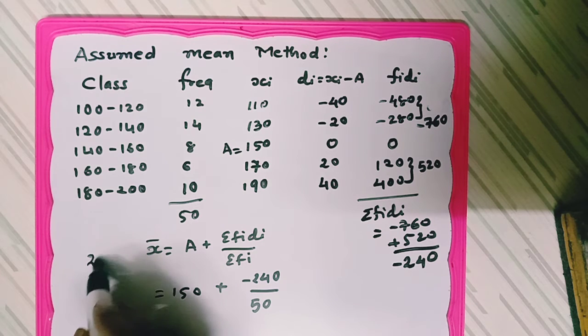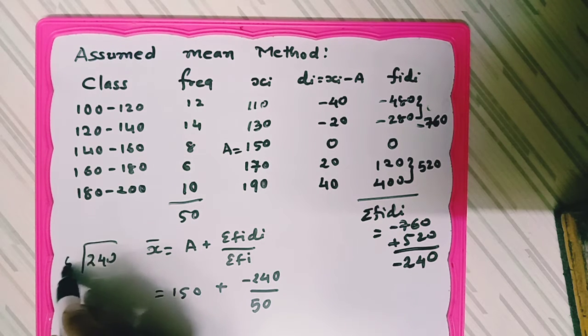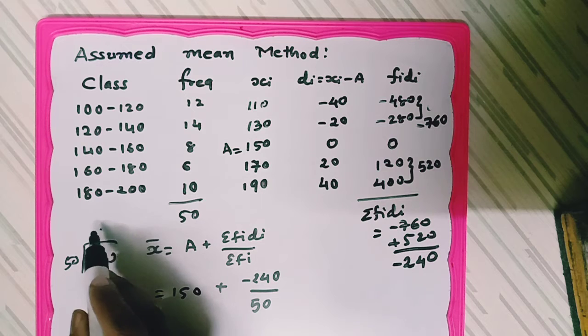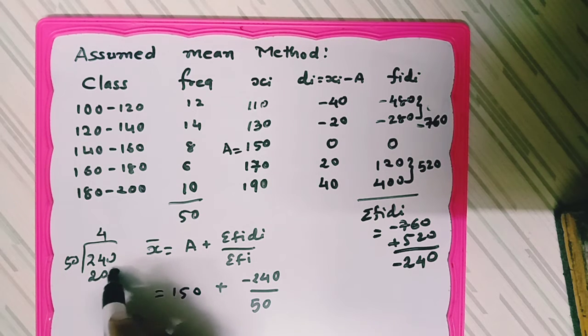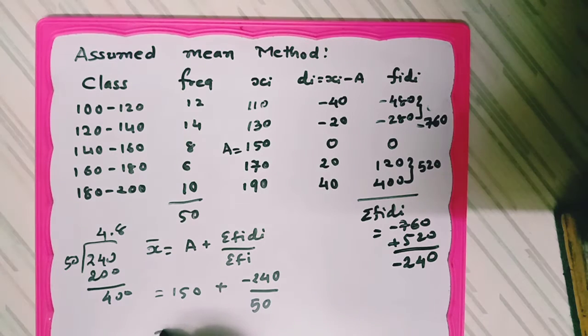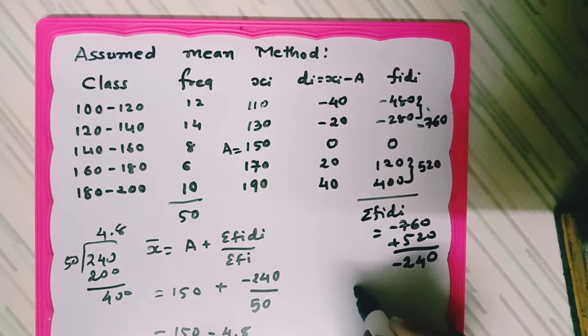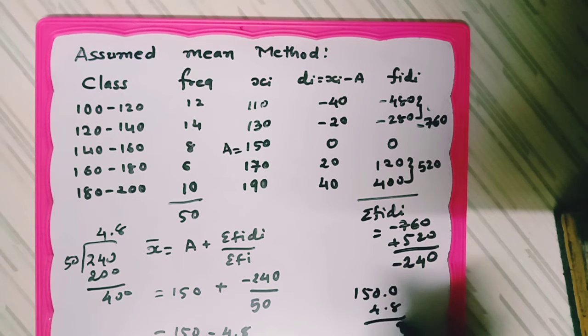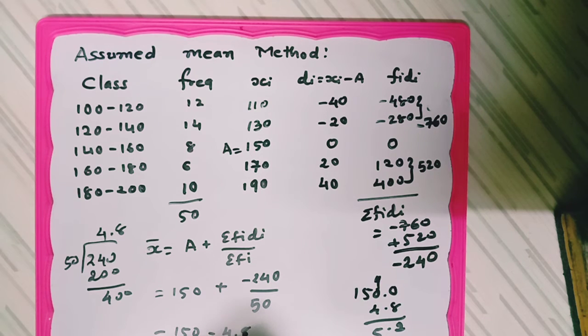So 240 divided by 50 we do, then 50 4s are 200, 400 and 4.8. So it is 150 minus 4.8. So 150 minus 4.8 we do, then it is 145.2.